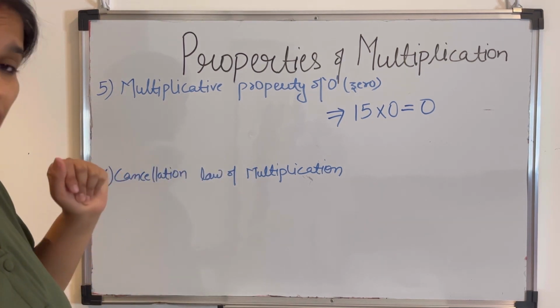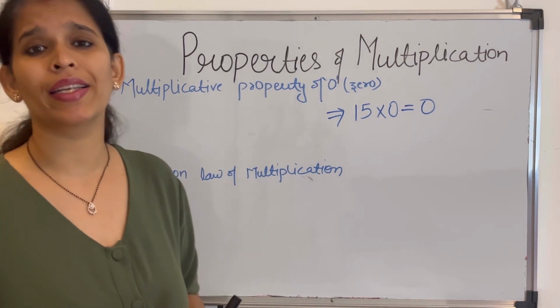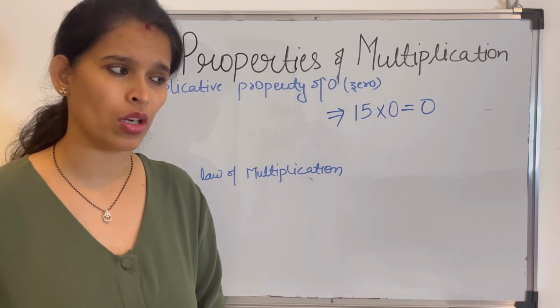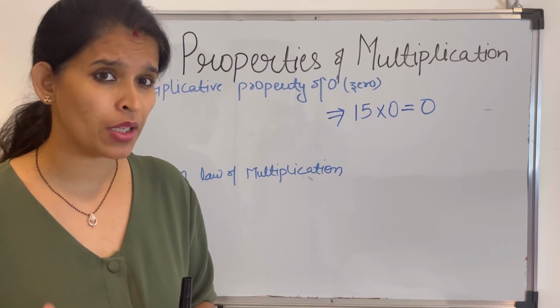Now the next property is known as the cancellation law of multiplication. Now, what does this property mean?